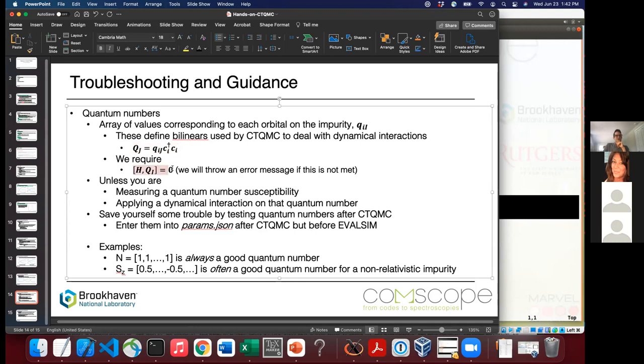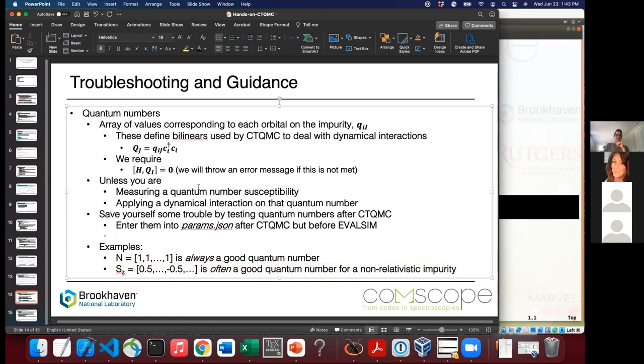Or in other words, what are these quantum numbers? They're numbers that allow these bilinears to commute with the Hamiltonian. So the number is always good because each sector of the Hilbert space will always have its own unique number of particles. Or the spin is often a good number for non-relativistic. Jz, 5½, 7½ is often a good number for relativistic, but it depends if you're doing these unitary transformations. Maybe J squared is better than Jz, maybe S squared is better than Sz. You just have to be careful.